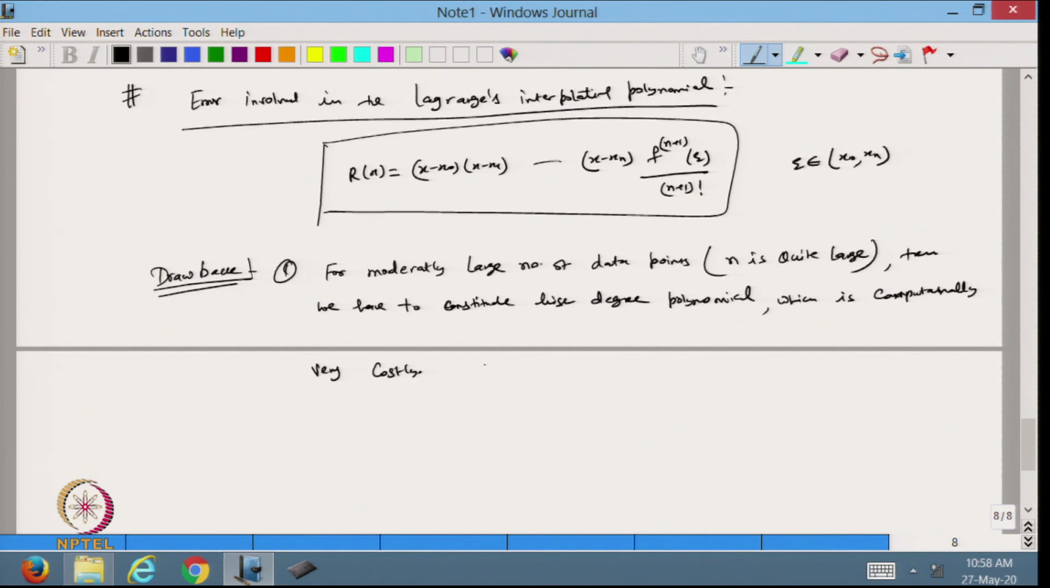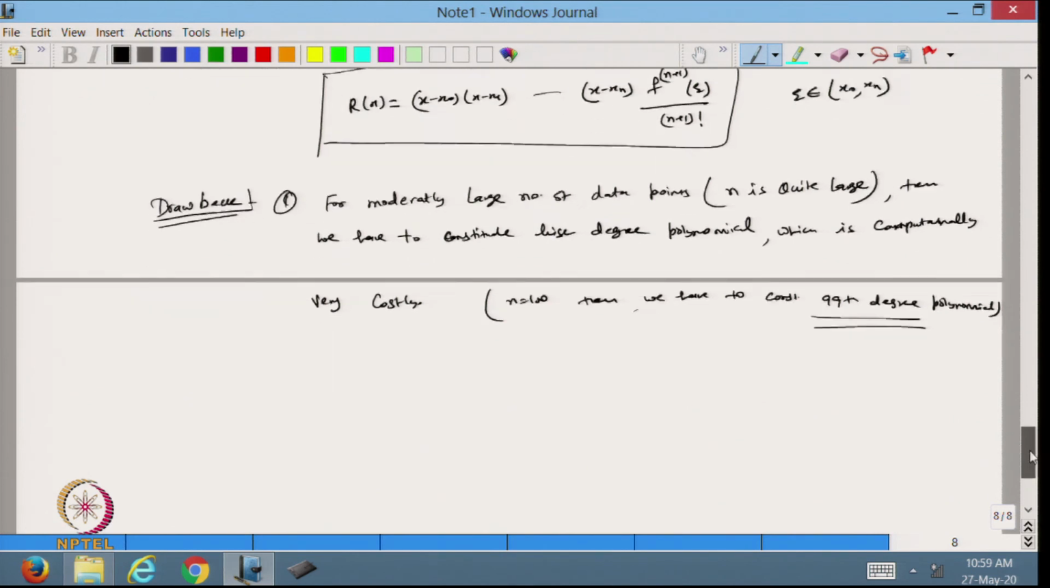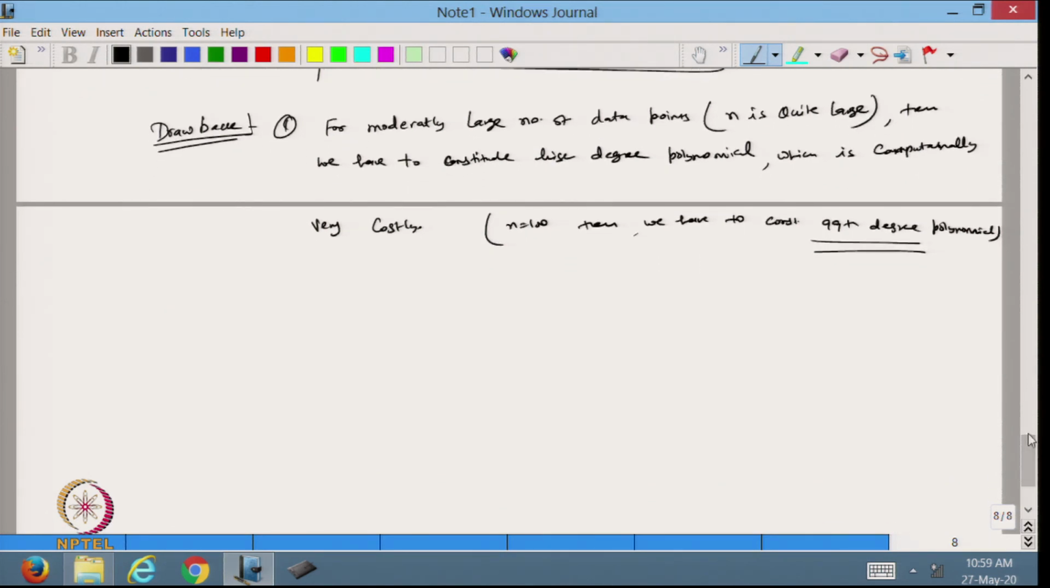It means that suppose I have n equal to 100, then we have to constitute a 99th degree polynomial. Here n is the number of points, and finding a 99th degree polynomial is quite expensive in terms of computations. So that is the drawback that we have: if a large number of data points is given to us, then it is very difficult to write the higher degree polynomials.